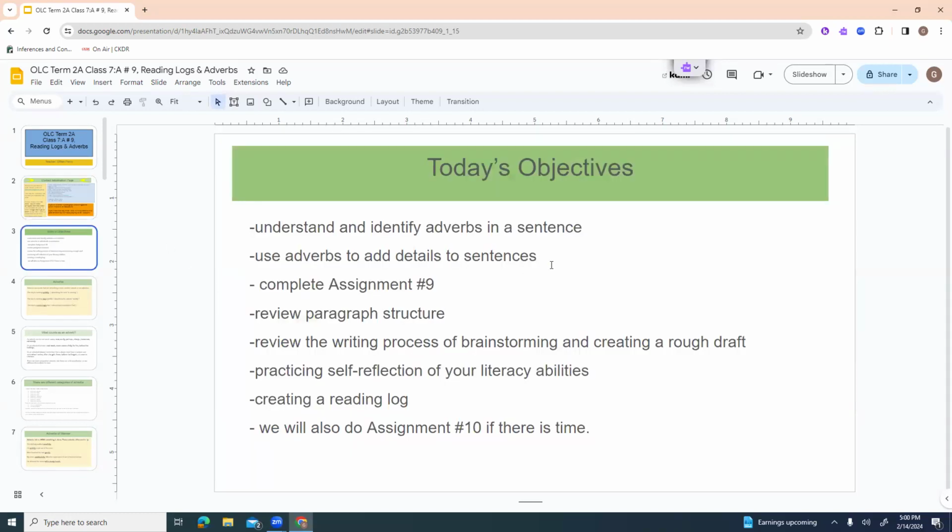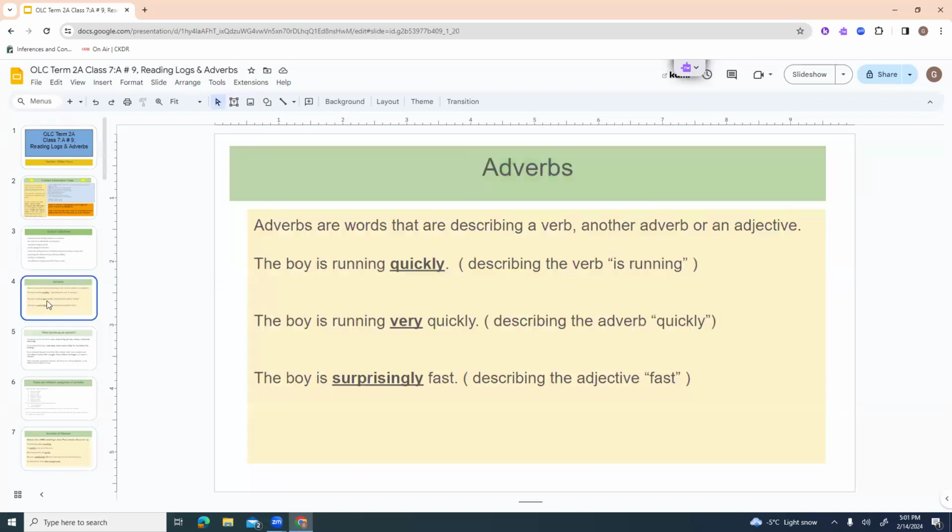Okay. So today we're going to look at understanding and identifying adverbs in a sentence, using adverbs to add details to sentences, completing assignment number 9, reviewing paragraph structure, reviewing the writing process of brainstorming and creating a rough draft, practicing self-reflection of your literacy abilities, creating a reading log, and we will do assignment 10 if there's time. I'm not positive there will be.